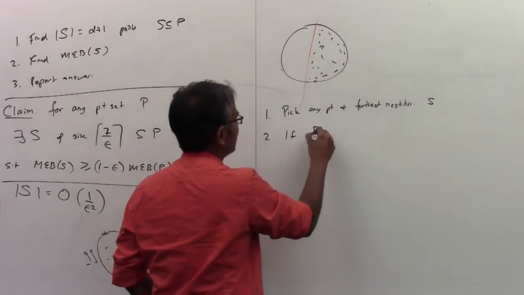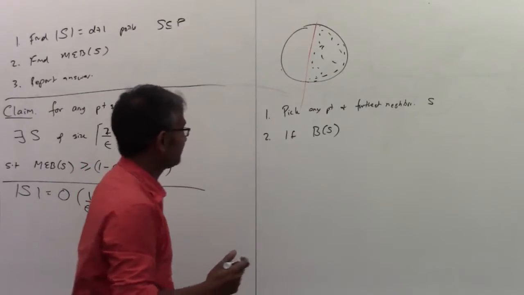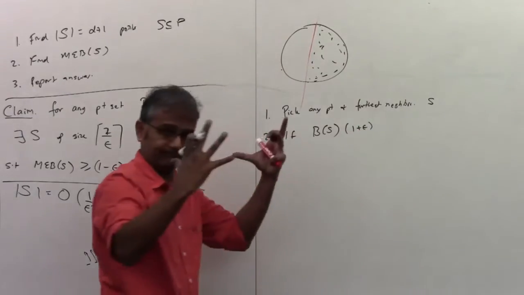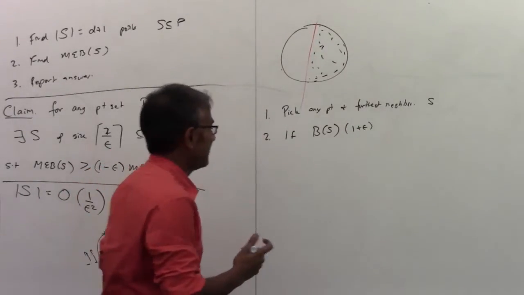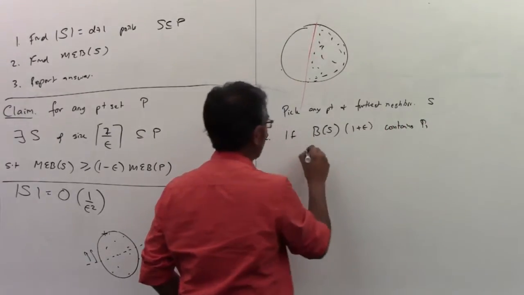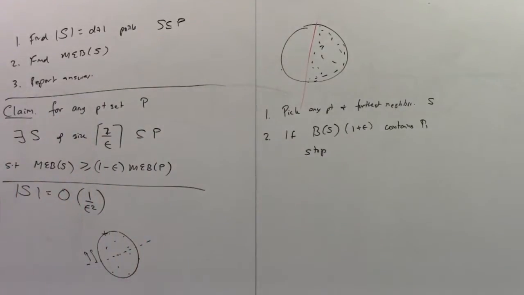If the ball around S, scaled up by a 1 plus epsilon factor, contains P, then stop. Why? If you have a ball that is almost close to containing the whole point set, then if you open it up a little bit, you get everything, and you're done. That's the property you wanted, right? Then this property is true. Because roughly, for small epsilon, 1 over 1 minus epsilon is equal to 1 plus epsilon.